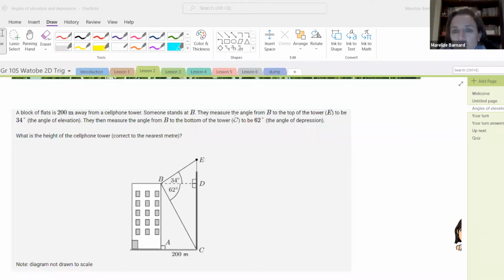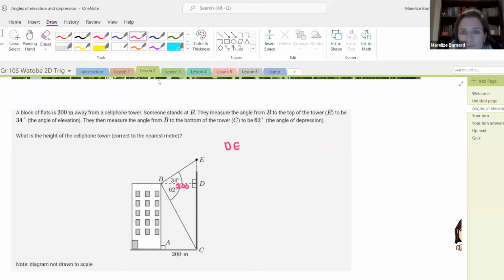Ma'am, I was saying we're going to use the top triangle because the distance from D to B is the same distance from A to C. Okay, so let's start by filling that information in. So this is 200. Yes, that is right. And then we're going to calculate DE, meaning we're going to use tan. Okay, and then?